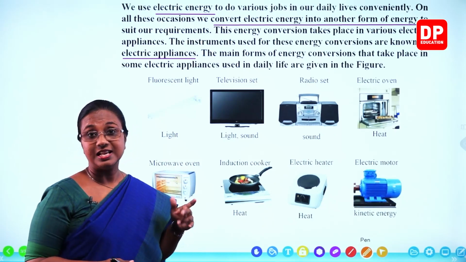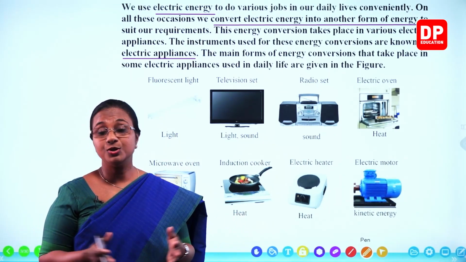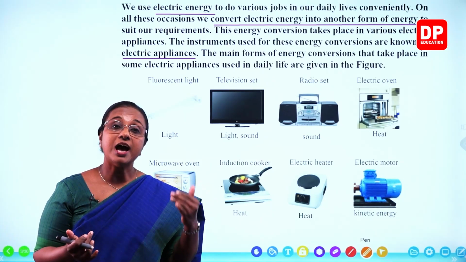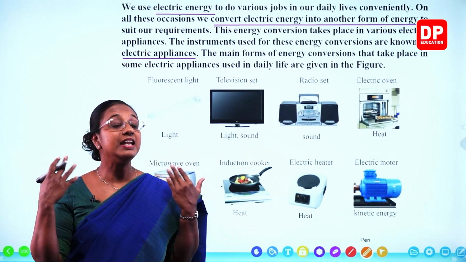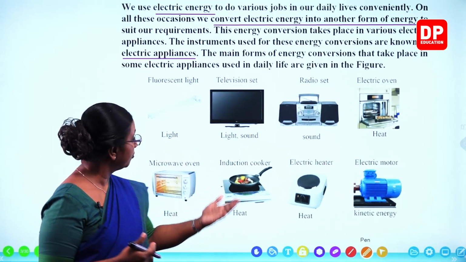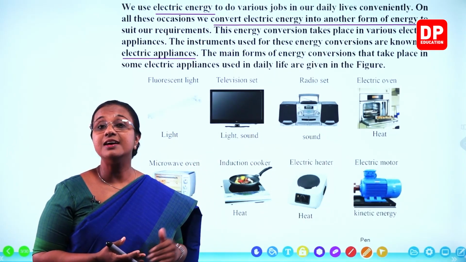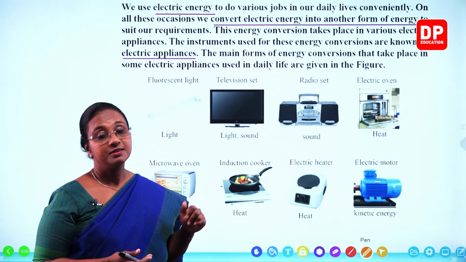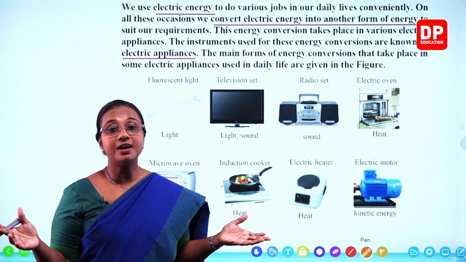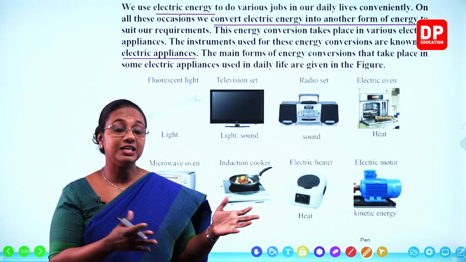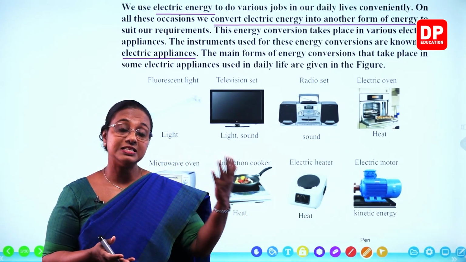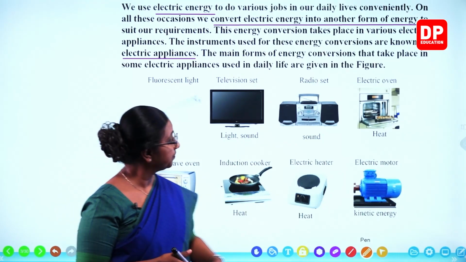Then the television set, the TV. Obviously you use it to watch movies or programs, news. So there you watch and you hear the sound. So both light energy and sound energy. Then you have the radio set. Different types of radios are there. There you don't see anything, you only hear. So it is only the sound energy that comes as the output.